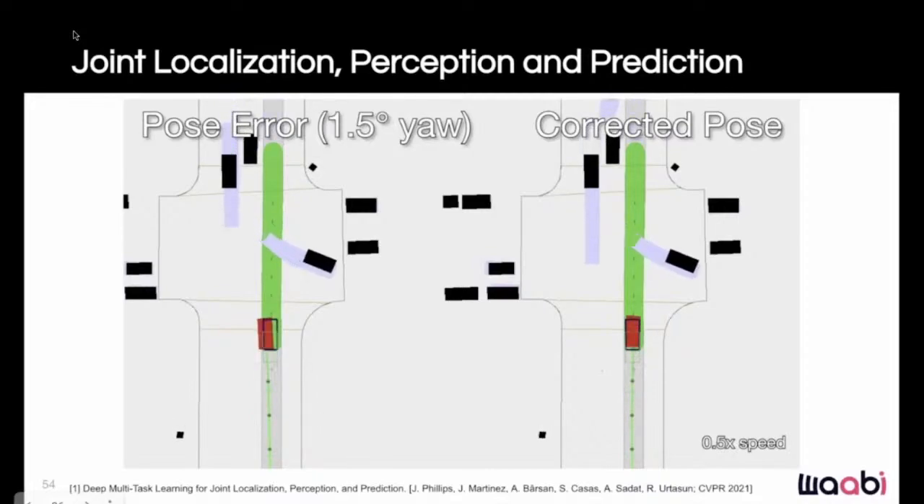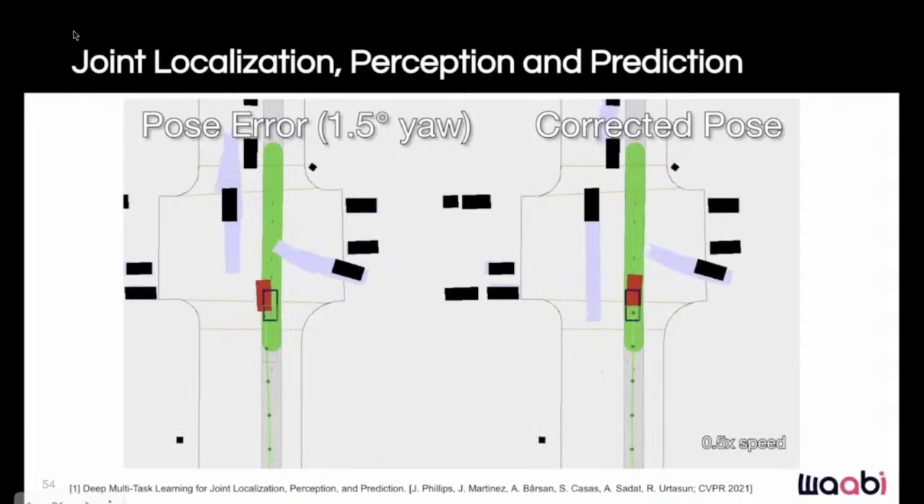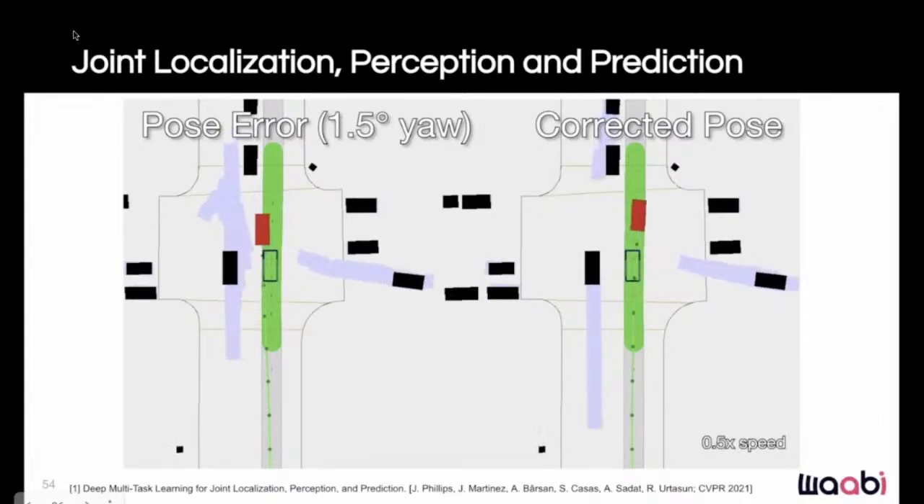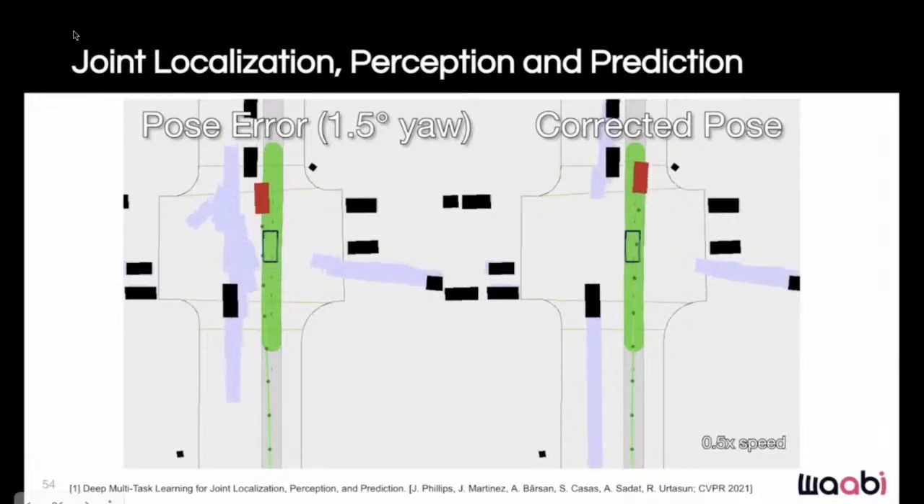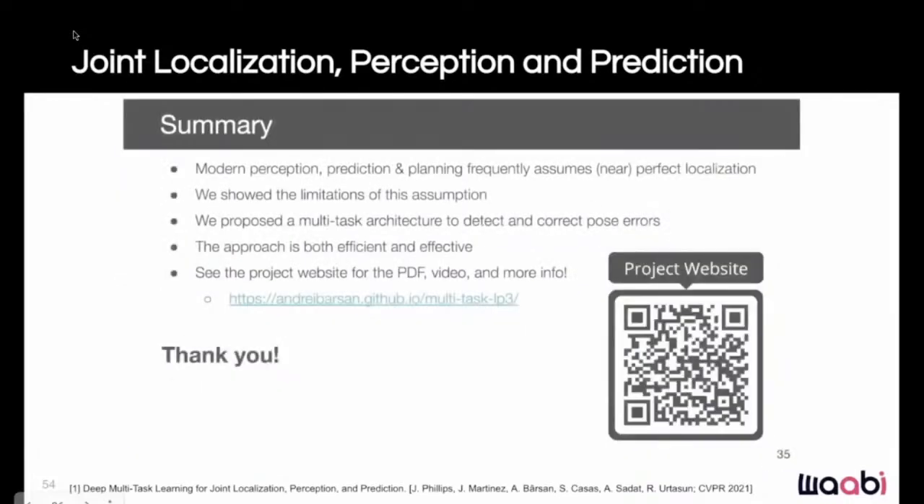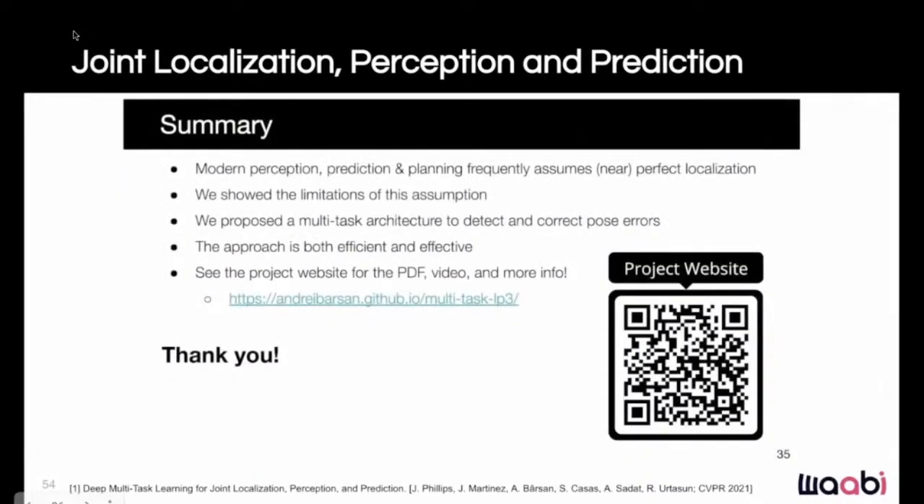On the left, we see the autonomous vehicle planning its trajectory under localization error, causing it to plan an incorrect and unsafe trajectory that can lead to a potential collision. On the right, we see our proposed multitask system capable of detecting and correcting pose errors, producing correct and safe motion planning behavior.